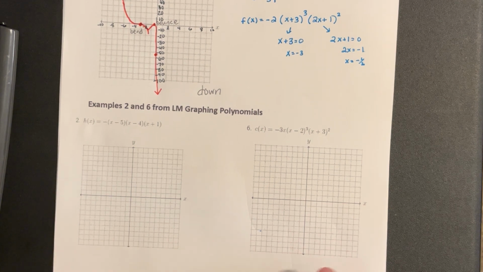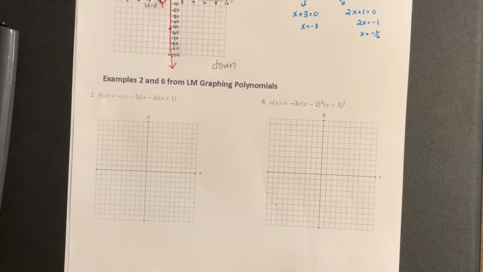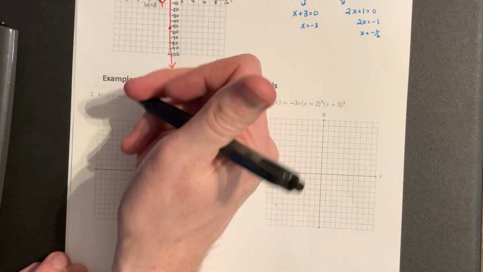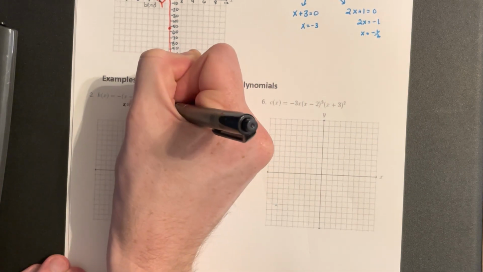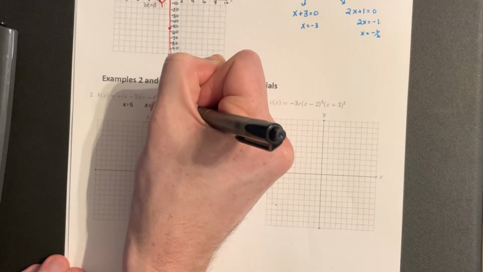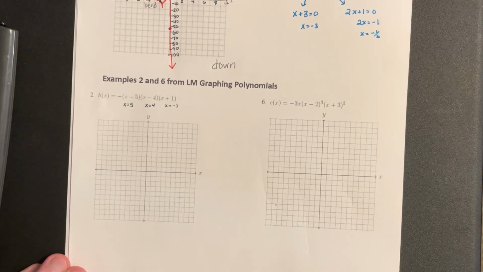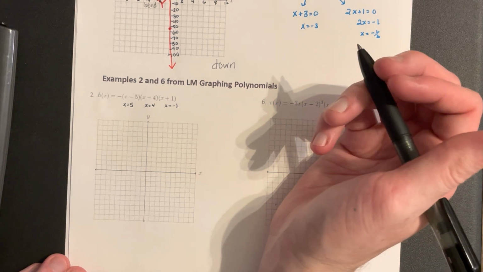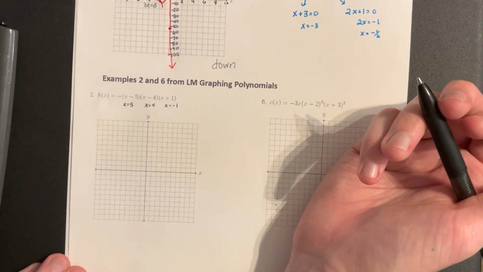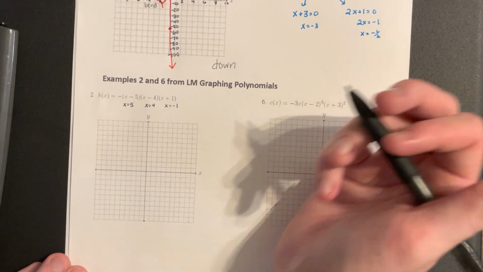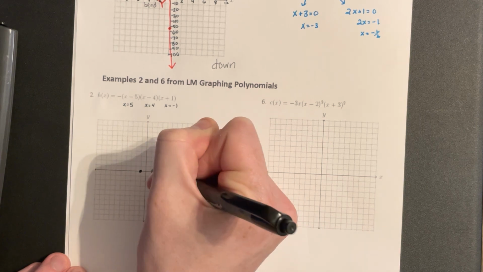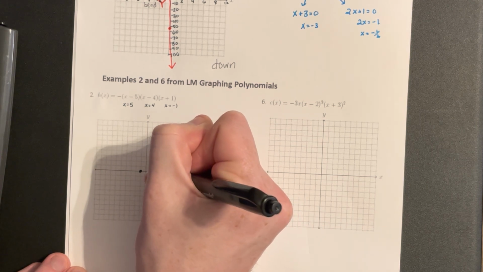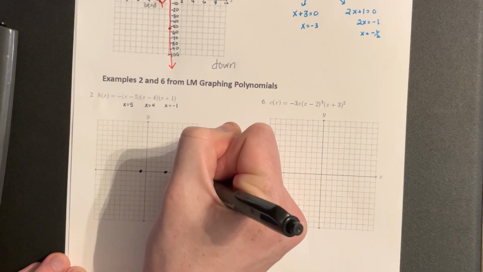All right, examples 2 and 6 here are coming from our lab manual. What I see so far, I can find the x-intercepts. So I'm going to have one at x equals 5, another at x equals 4, and another at x equals -1. All of those are multiplicities of 1. So they're going to go straight through that point. So I'm just going to go ahead and plot those. So -1, 1, 2, 3, 4, 5.